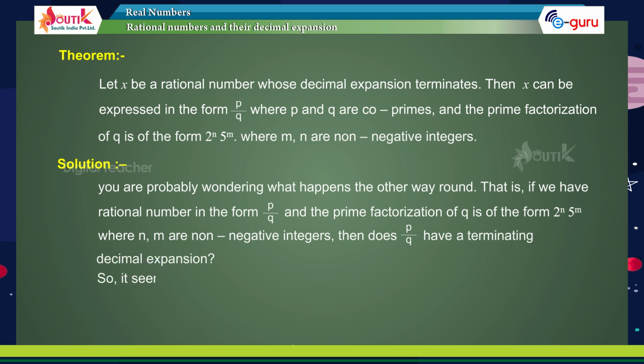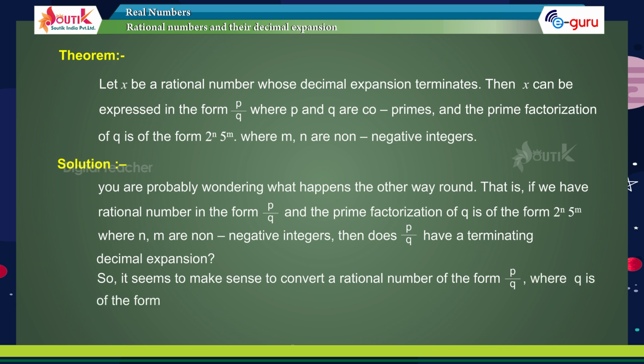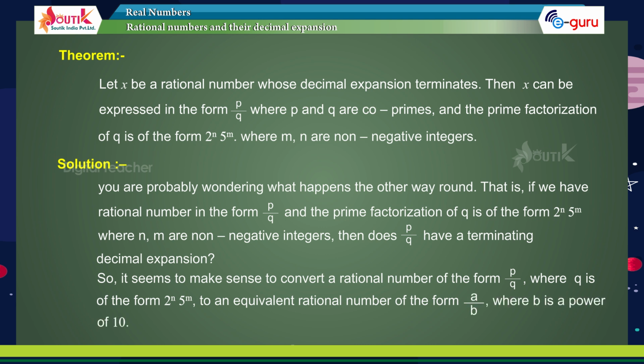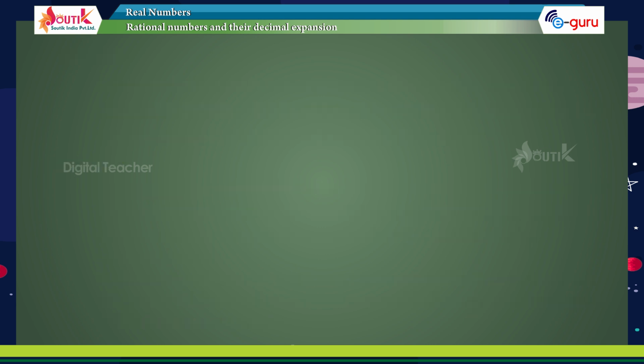So, it seems to make sense to convert a rational number of the form P by Q, where Q is of the form 2 to the power of n, 5 to the power of m, to an equivalent rational number of the form A by B, where B is a power of 10. Let us do some examples.